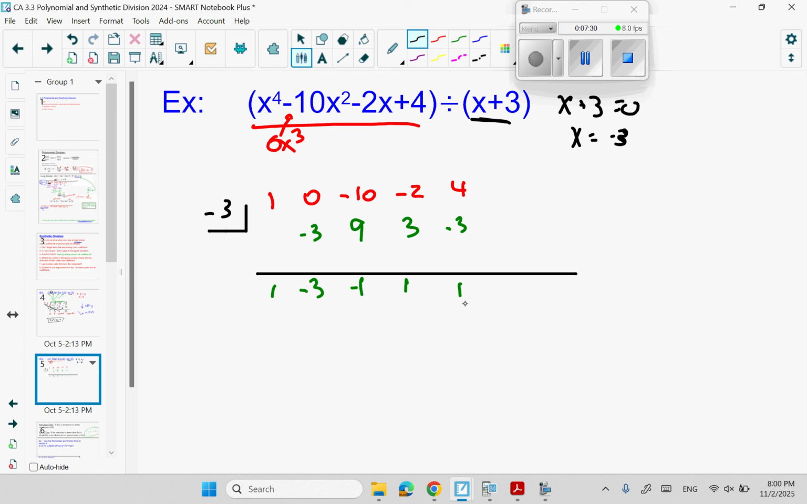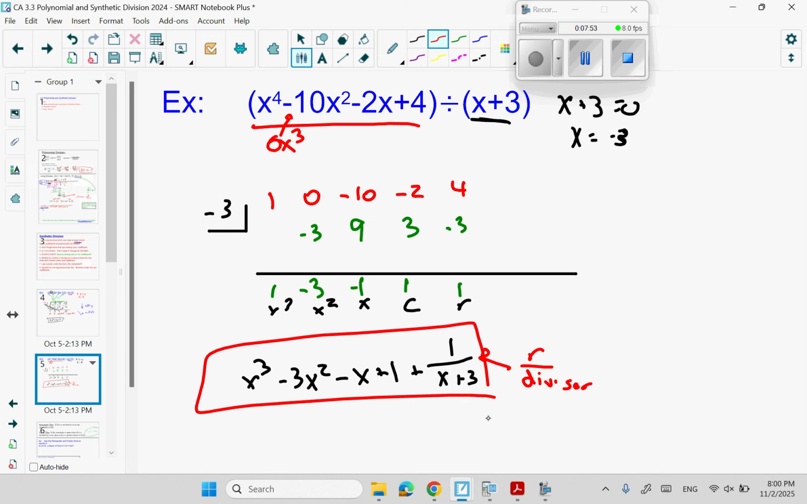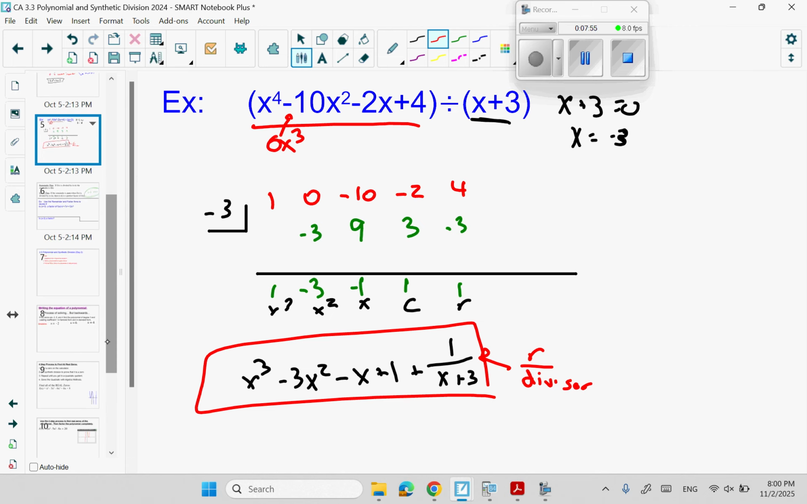So this is my remainder, constant, x squared, x cubed. So we get 1x cubed minus 3x squared minus x plus 1 over x plus 3. Just like in long division, it's still my remainder over my divisor. So that part doesn't change because division at the end of the day is still division.